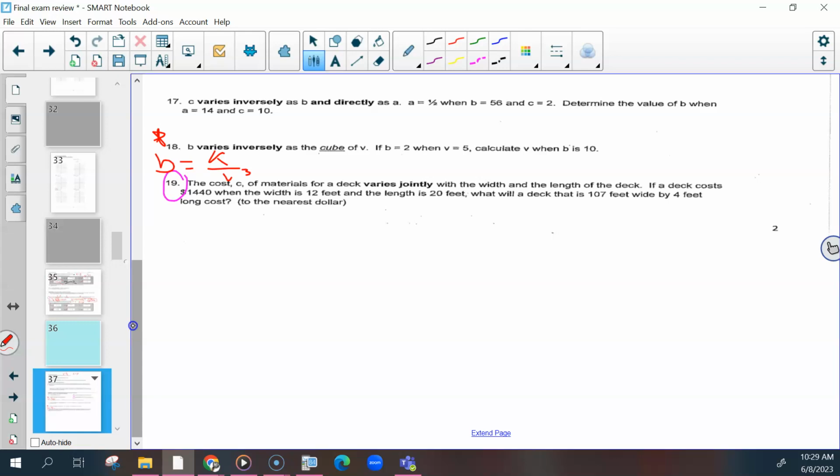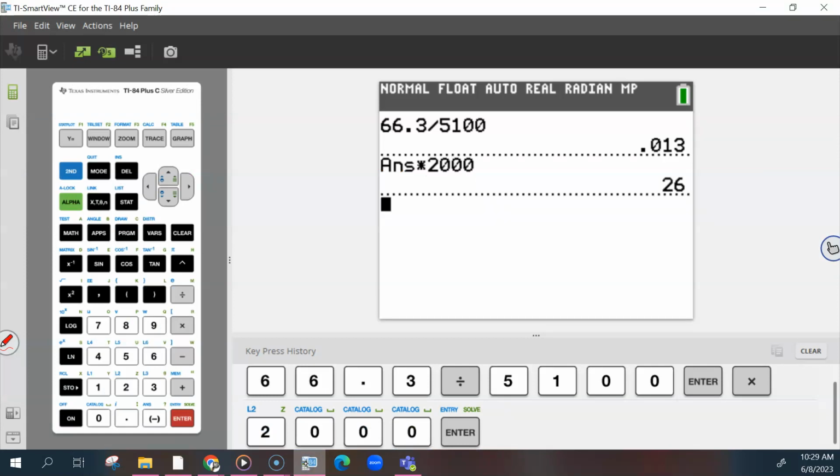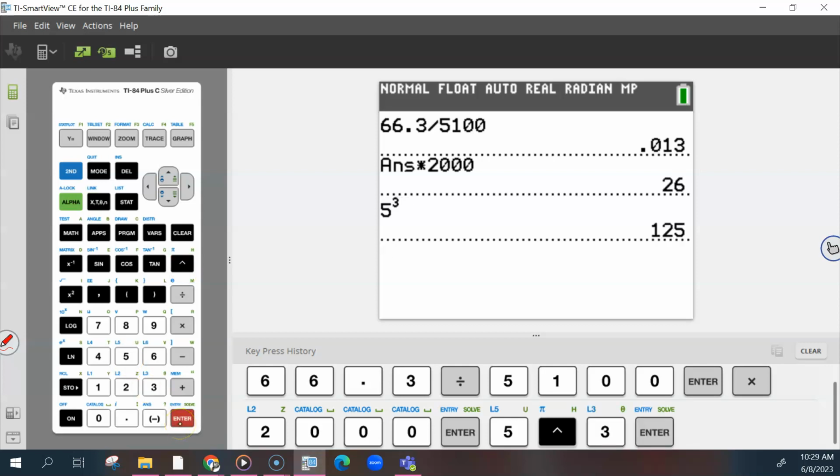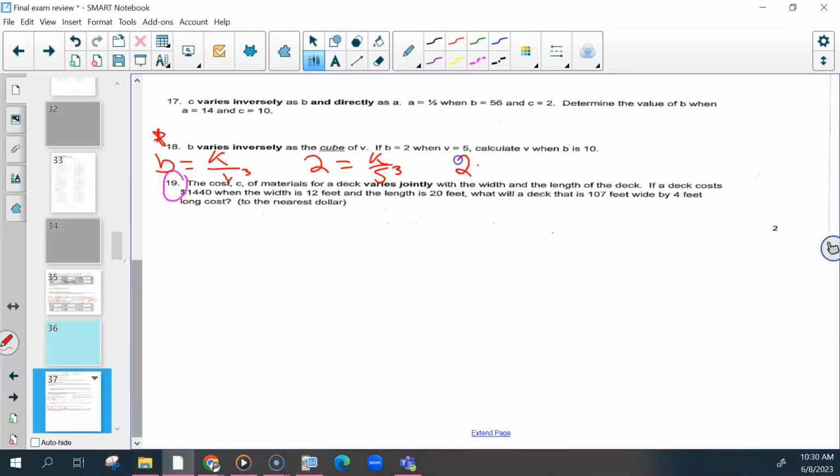Then they give us numbers. They said B is 2, B is 5, so we can put those in. 2 equals k over 5 to the third. Use that to solve for k. So figure out what 5 to the third is. If you're not sure, you can use the hat, whatever you want to call it, above the division sign. To get k by itself, we would multiply 125 on both sides.